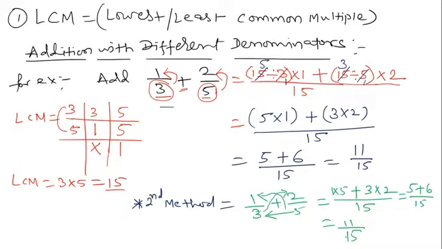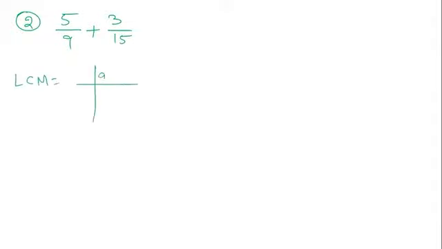We'll take another example. It will make clear how to find the LCM of the numbers. Now look here. 5 by 9 plus 3 by 15. Suppose these two are given to you. How do we find it? The denominators are different. So first I find the LCM. I write here 9. I write here 15.